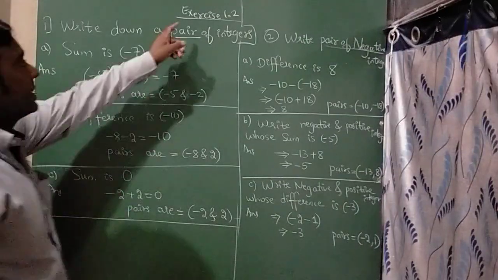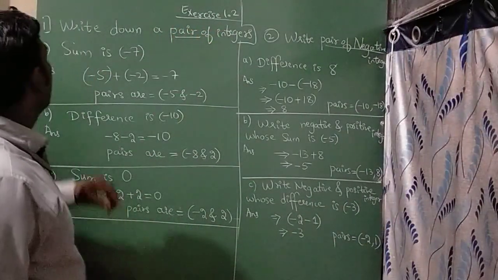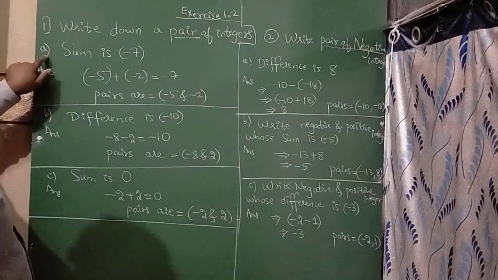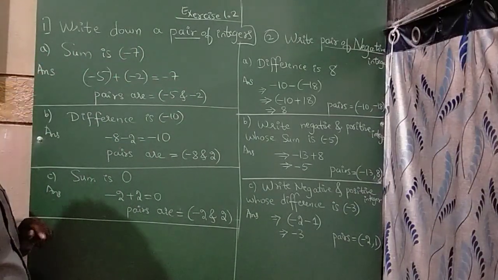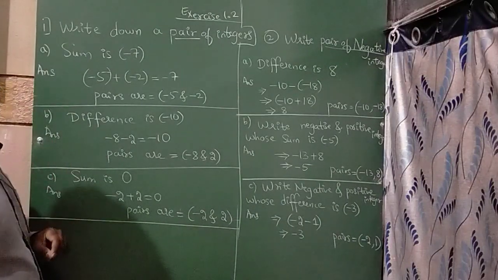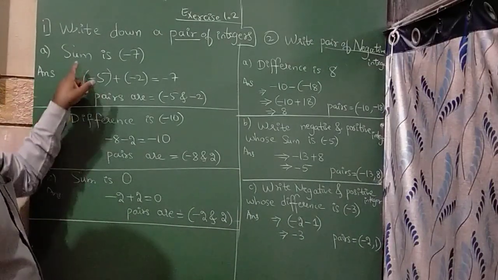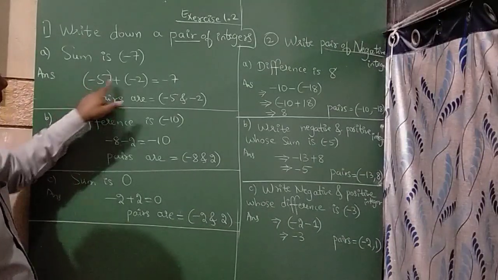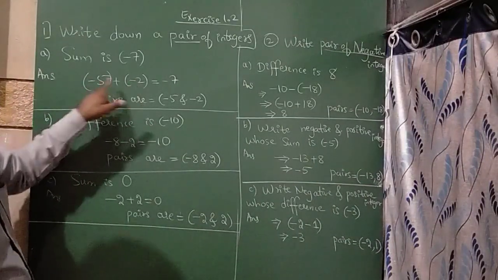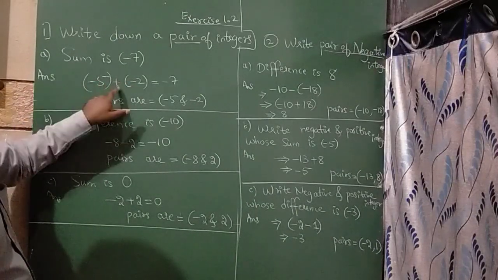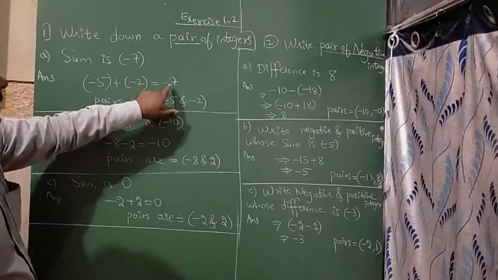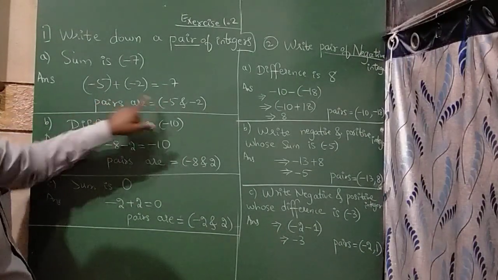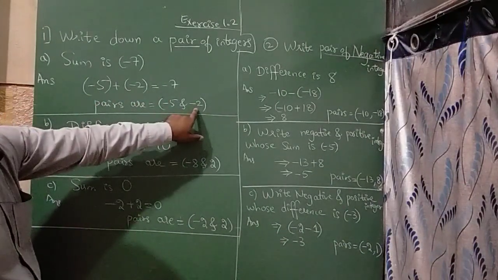Now the next exercise is 1.2. First question is, write down a pair of integers. In that first question, the sum should be minus 7. So you need to find two numbers whose sum should be minus 7. So minus 5 is one integer, minus 2 is one more integer. If you add these, that is the sum, so you will get the answer as minus 7. So what are those pairs? The pair is minus 5 and minus 2.